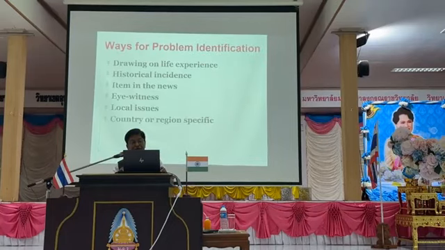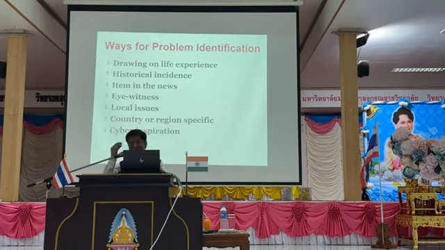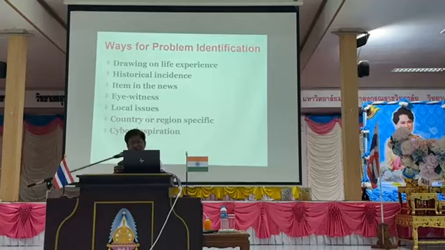Now, for problem identification, there is drawing on life experience, historical incidents, items in the news, eyewitnesses, local issues, country or region specific issues, cyber incidents. These are some of the localities through which the problem can come to your mind. There are so many incidents which occur in our daily life also. From those incidents you can make a research problem in your mind. There are some historical incidents which are available in our texts also. So you can make research problems from them too.